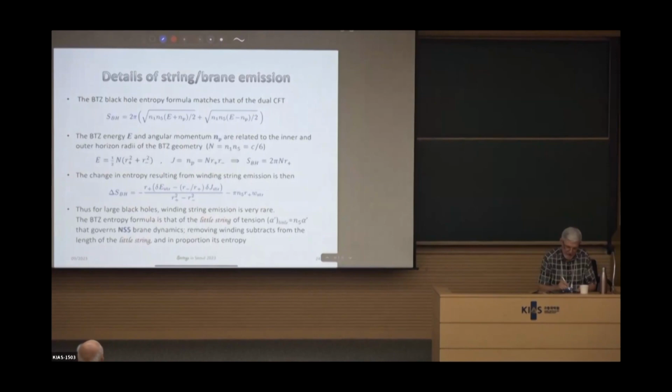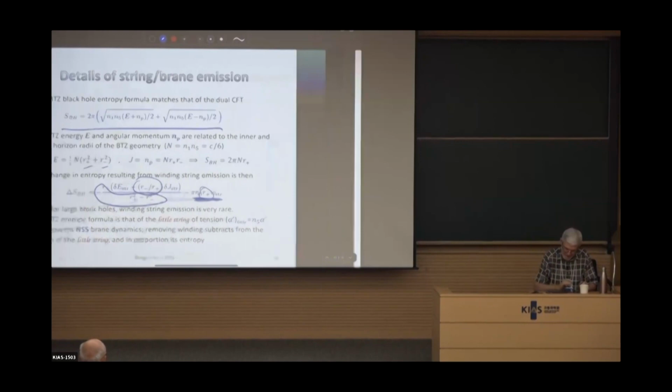Okay, the entropy of BTZ black holes, well known since forever, gets related to geometrical properties of the horizon, namely the inner and outer horizon radii. And so the angular potential and the surface gravity and the B field at the horizon are all determined in terms of those quantities. Notice that the change in the entropy for emitting a winding string is proportional to the horizon area. So the bigger you make the BTZ black hole, the more and more suppressed this emission is, but because it's the only channel by which there's an S matrix of things going out to infinity, you just wait long enough and it happens.